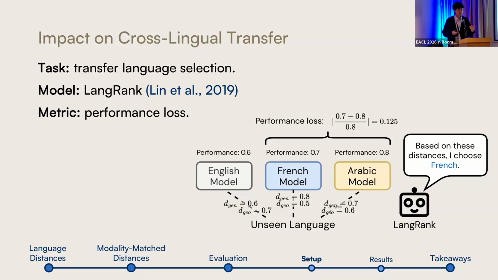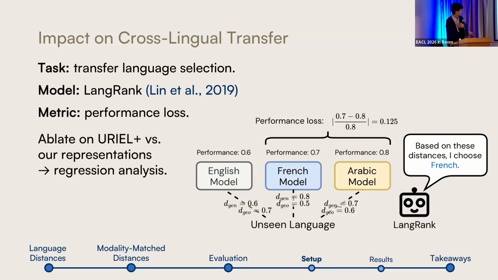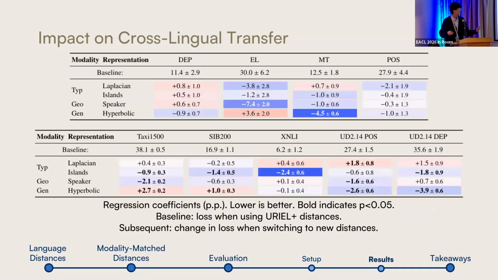And we measure the impact of our new representations on this performance with an ablation study where we swap out URIEL+'s distances with ours when we train LangRank, and then we perform a regression analysis that tells us what the change in performance is when we use our new distances. And we repeat this for every downstream NLP task that we study. So we study 9 downstream NLP tasks, and this is, to our knowledge, the biggest evaluation on zero-shot cross-lingual transfer. And that includes dependency parsing, entity linking, machine translation, part-of-speech tagging, and 2 tasks of text classification and natural language inference.